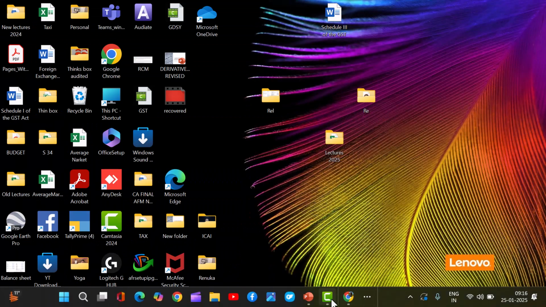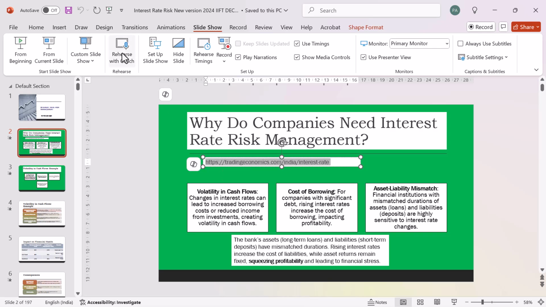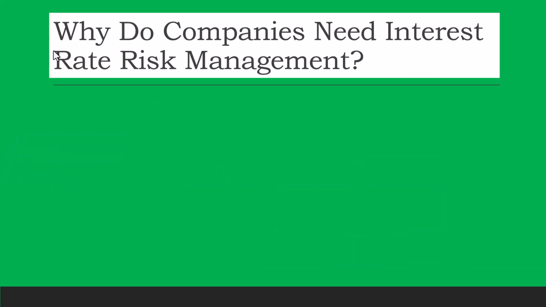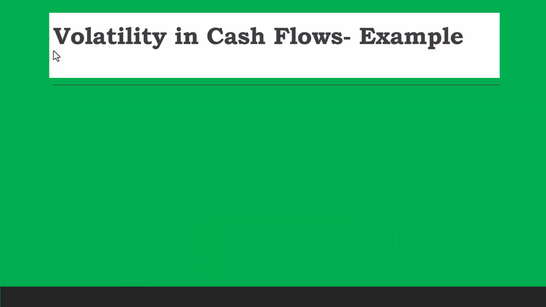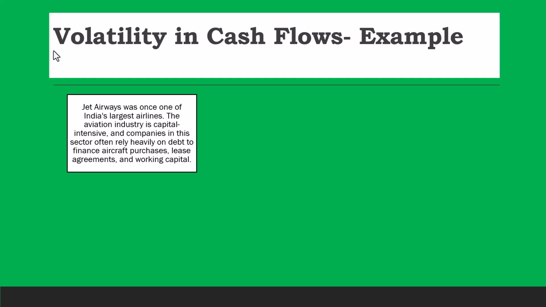So now coming back to the slide. Asset liability mismatch we have done. Now, volatility in cash flows. So let's understand this through an example, how it affects the companies. Let's talk about a case study here. Jet Airways, we all know, a company which has now been closed. Jet Airways was one of India's largest airlines.